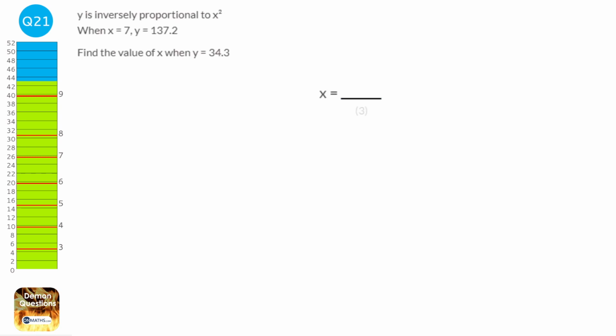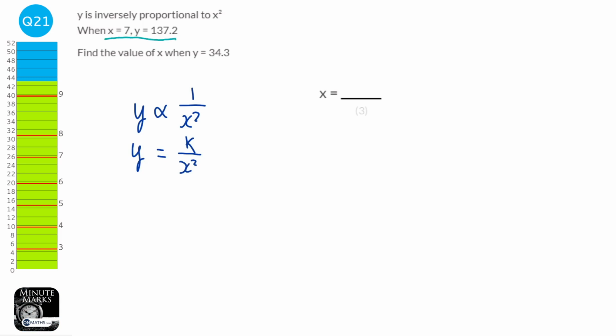Here we're told that y is inversely proportional to x squared, so we've got y is proportional to 1 over x squared, that's what inversely means. And we want to change that proportionality sign for an equals, and to do that we need to times the right hand side by k. K represents a constant. Next step, we're going to put in x equals 7 and y equals 137.2 to find out what k is.